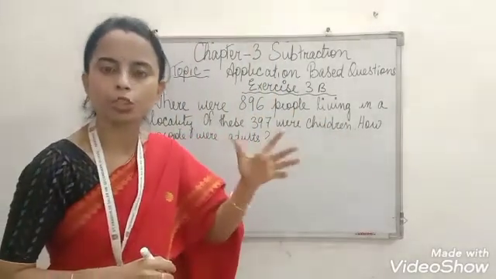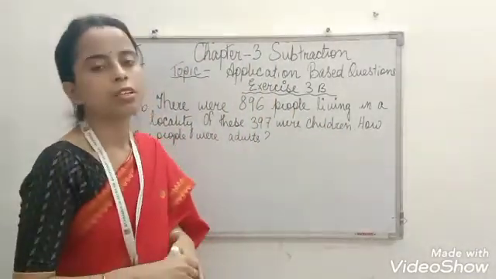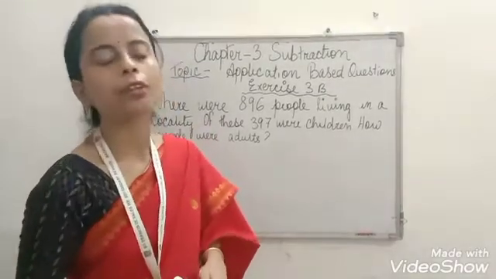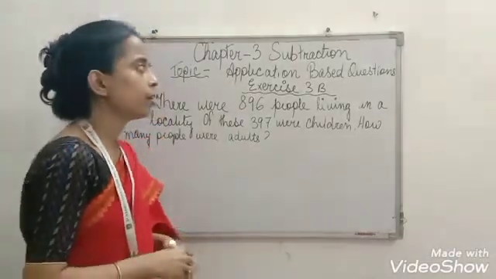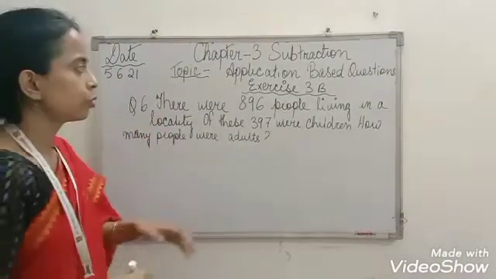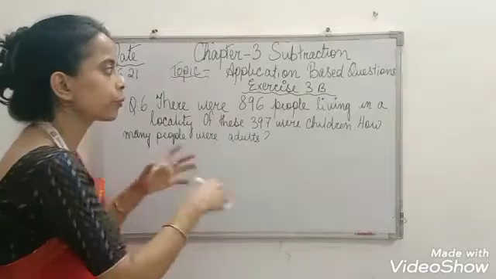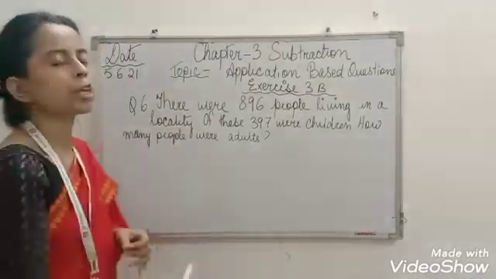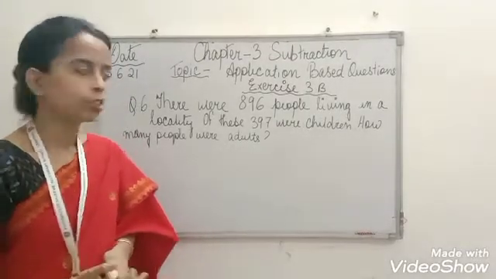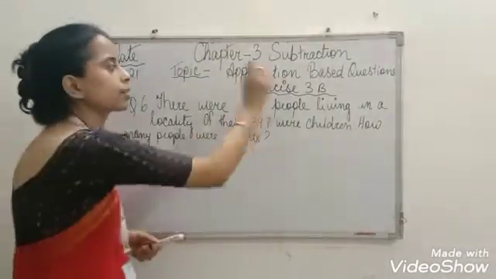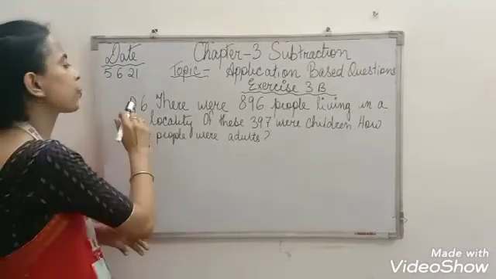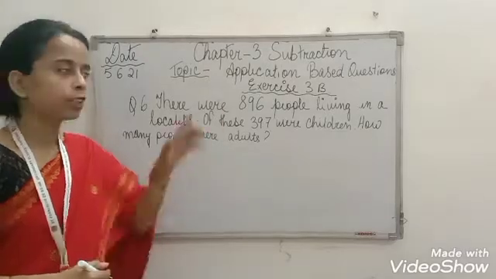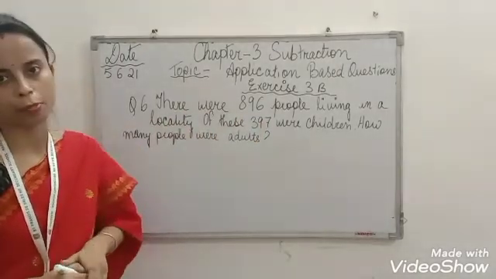So in our previous class, I have already explained how to subtract 3-digit numbers by regrouping and without regrouping. Alright? Now here, what we are going to discuss? We will solve real life problem sums that involve subtraction of 3-digit numbers. So I have taken a question from your textbook, exercise 3B, question number 6. Word problems that involve subtraction of 3-digit numbers.